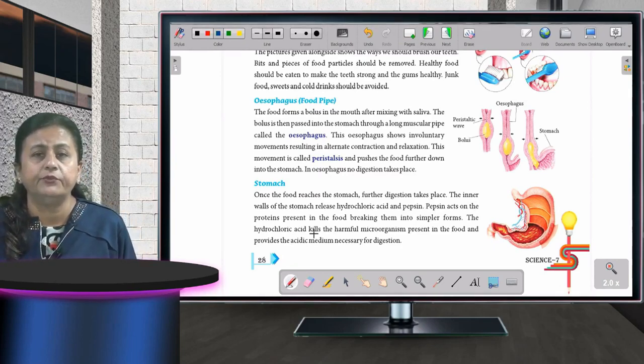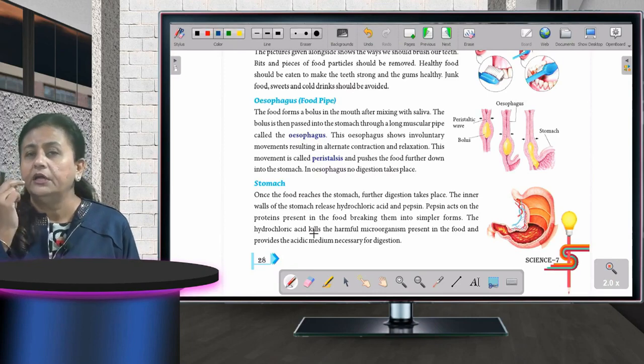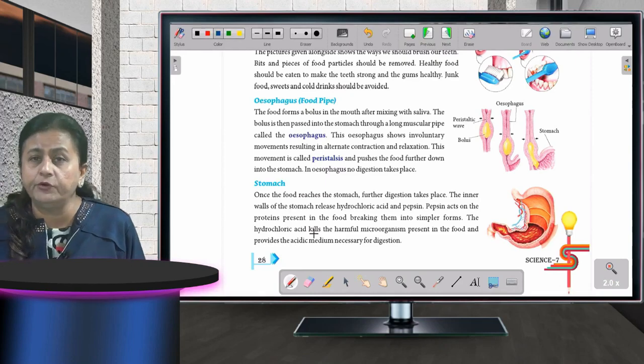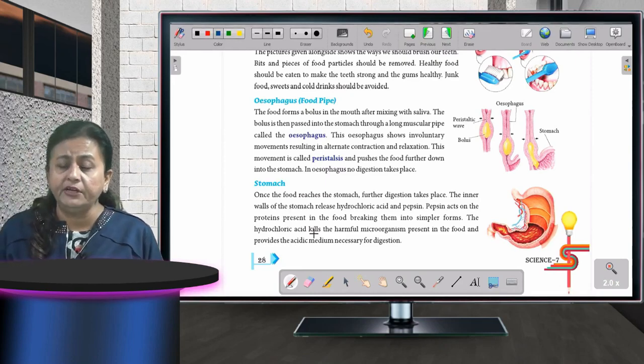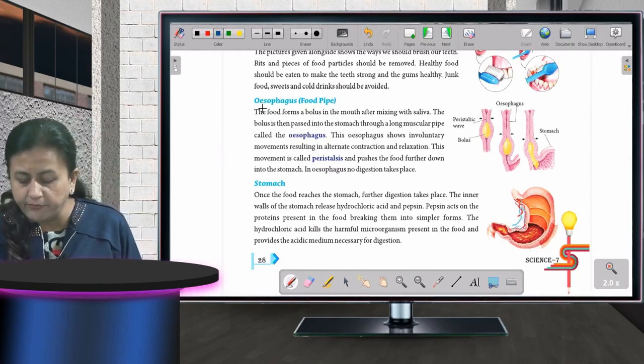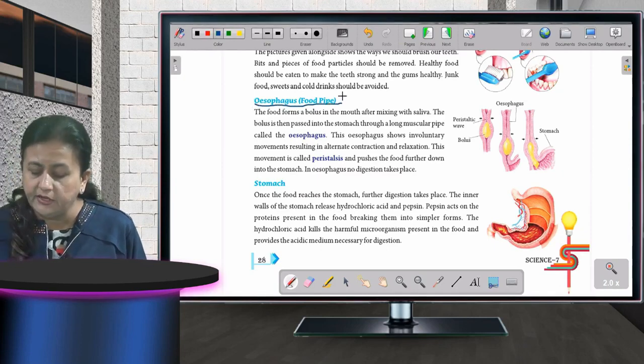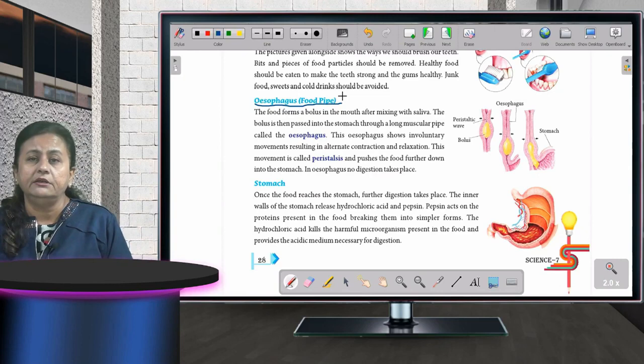Where is the food pipe? Once the food is in the mouth, it enters our stomach through the food pipe, and the food pipe is scientifically known as esophagus. What do we call it? Esophagus. Fine, children. So the correct pronunciation of this word is esophagus. Now, what happens in the food pipe?